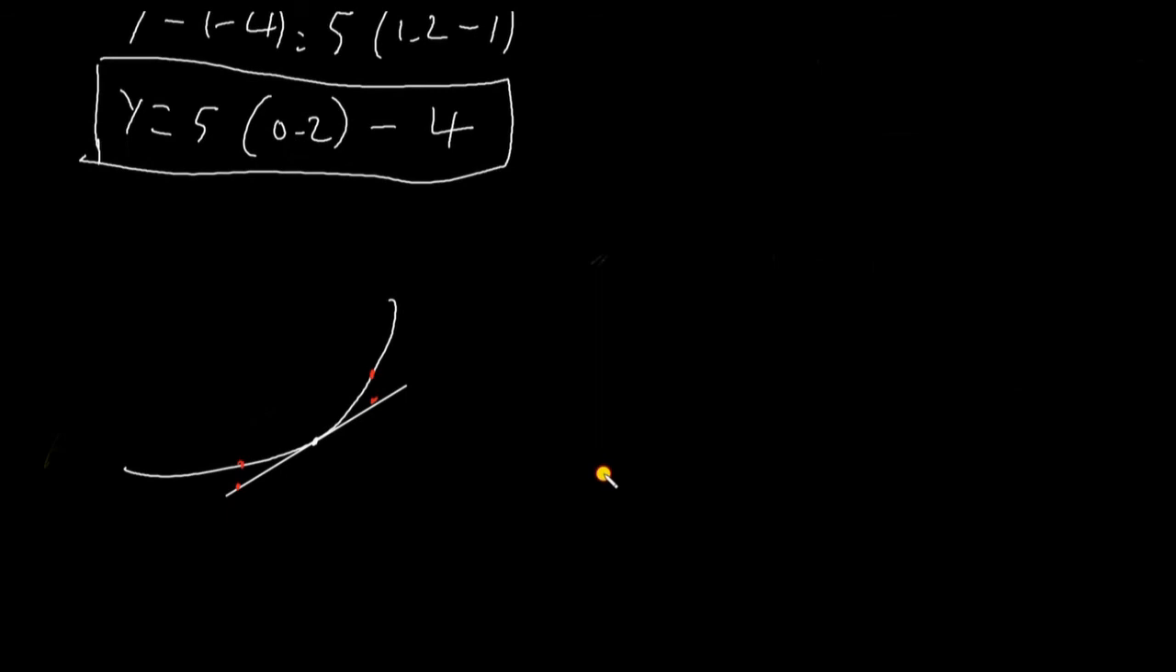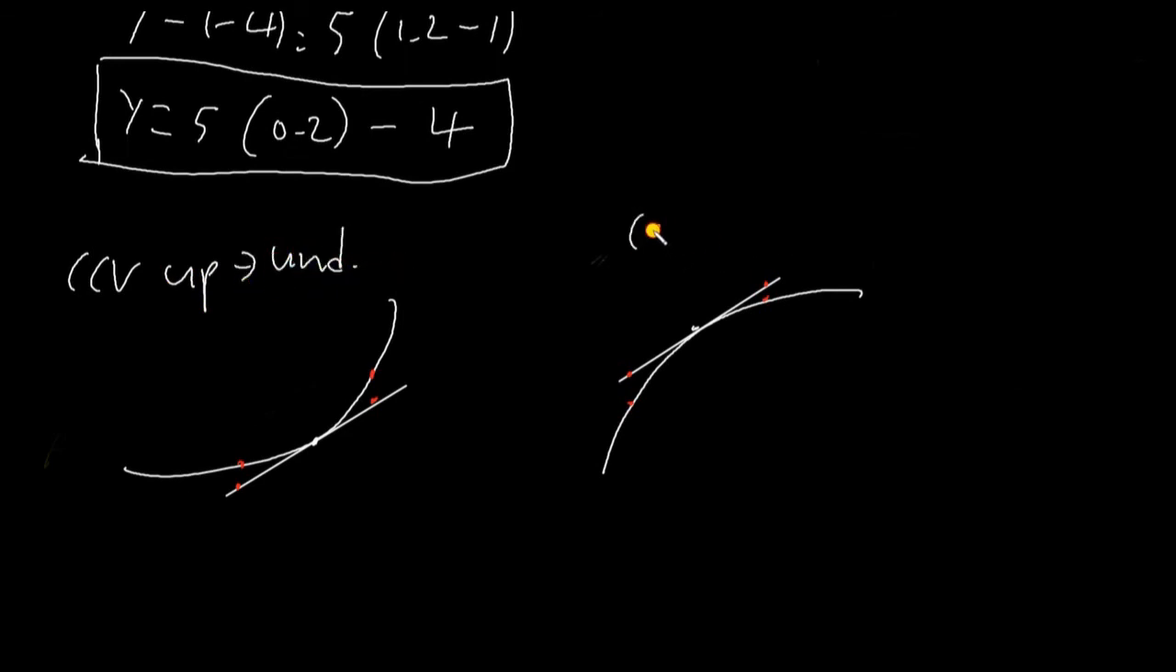But if we're doing this for a function that's concave down, and we draw a tangent line, notice that the tangent line is always an overestimate. If I'm approximating this value, it's an overestimate. So if the function is concave up, then it's an underestimate. And if the function is concave down, then it's an overestimate.